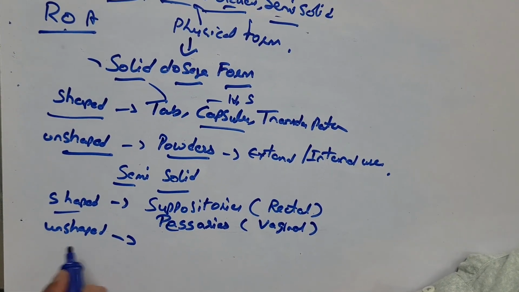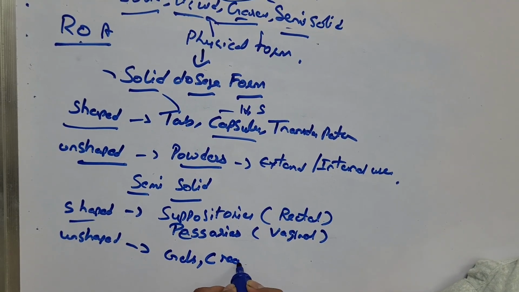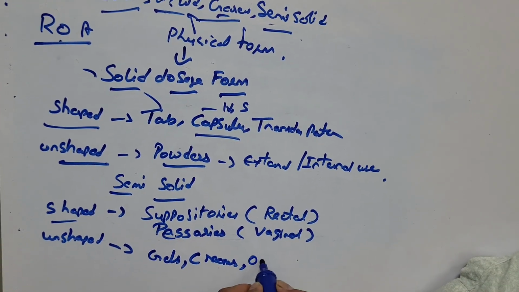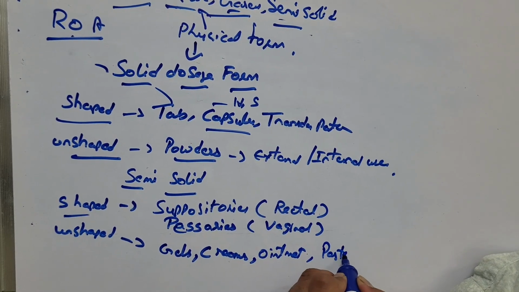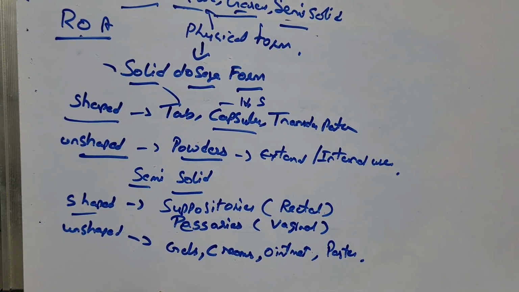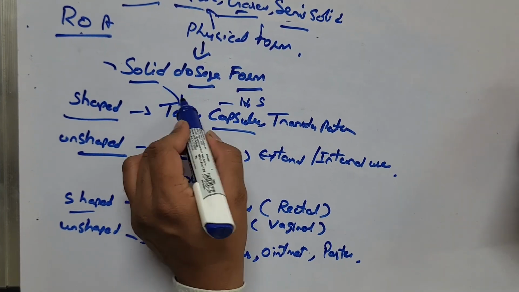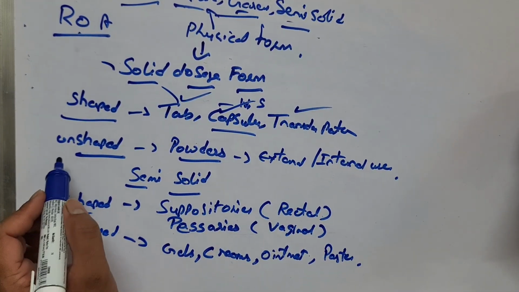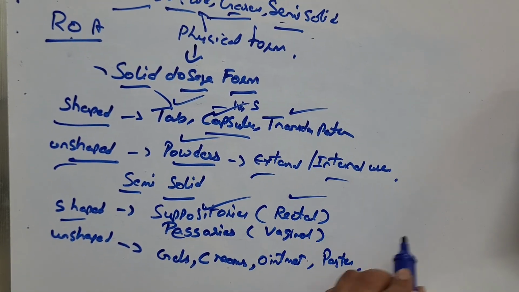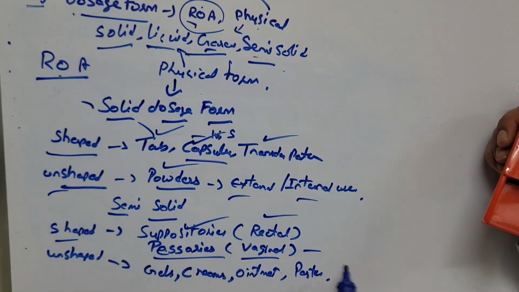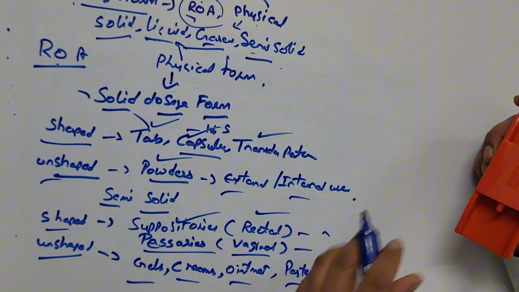Whereas unshaped are gels, creams, ointments and pastes. So here the solid dosage forms are shaped: tablets, capsules and transdermal patches, whereas unshaped are powders for external and internal use. For semi-solid, they are suppositories and pessaries, for vaginal and suppositories for rectal. Whereas unshaped are gels, creams, ointments and pastes.